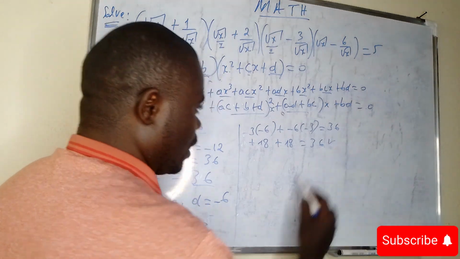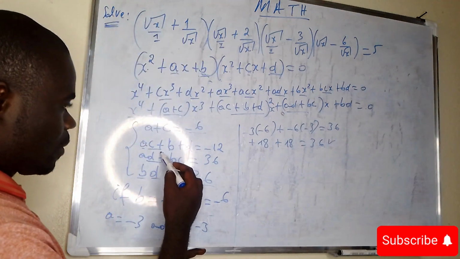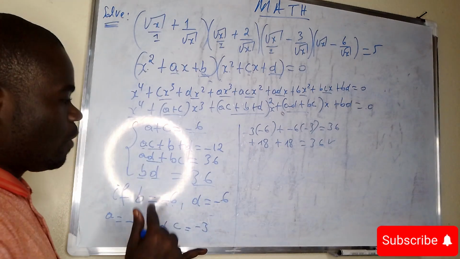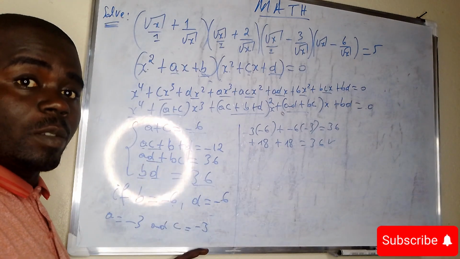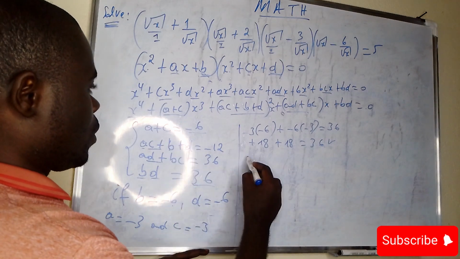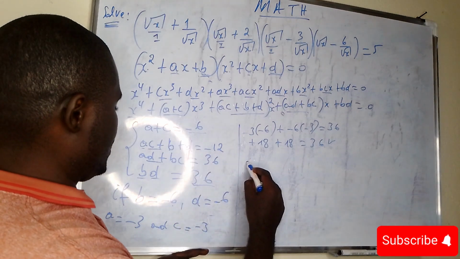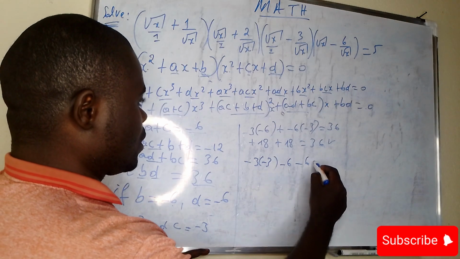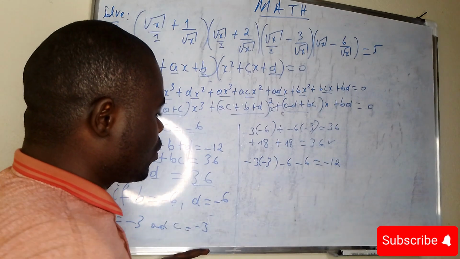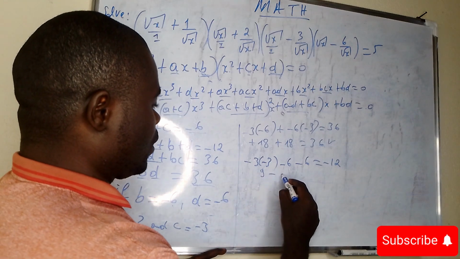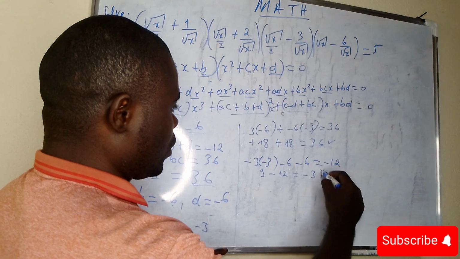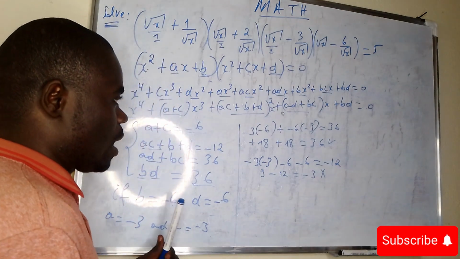Yes, this one is verified, but does this verify the first one? Because they must verify the whole expression and its equation. Hope you understand. So when you verify this, you get negative 3 times negative 3, which is 9, then negative 6, negative 6, which is equal to negative 12. Is this equal to this? This is 9 minus 12, which is equal to negative 3, which is not correct. So now those numbers are not working.